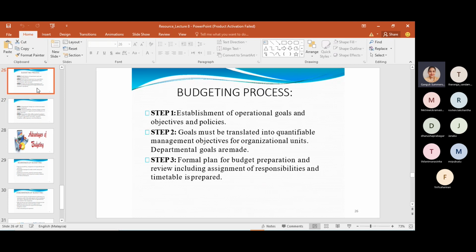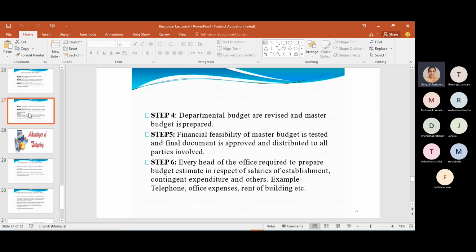You need to set your goals and then convert them into numbers, and then you need to share responsibilities, and then prepare timetables, and then prepare departmental budgets, and then combine them into a master budget, and then check this master budget, and if there are any errors, correct those errors, and then get the document approved.